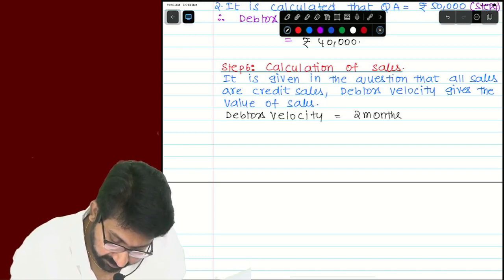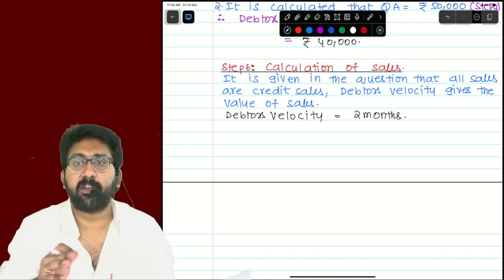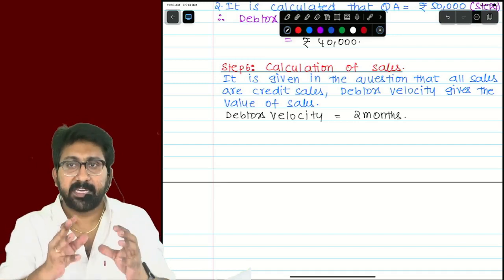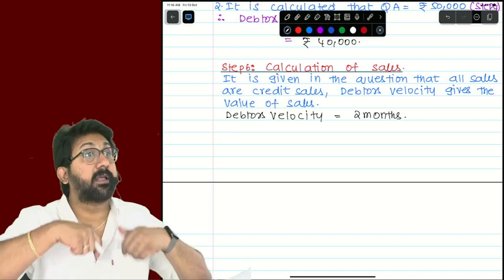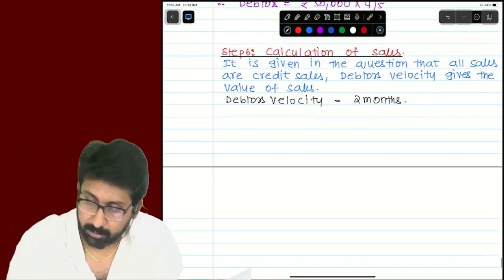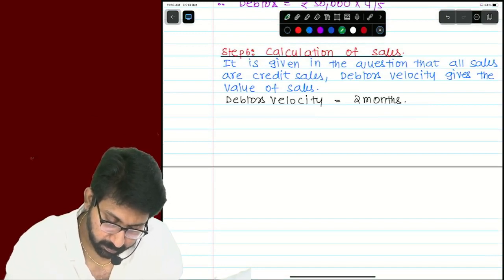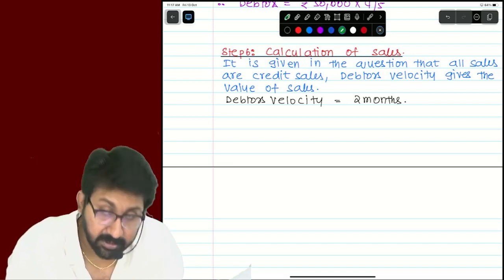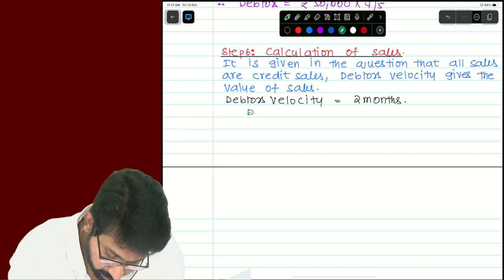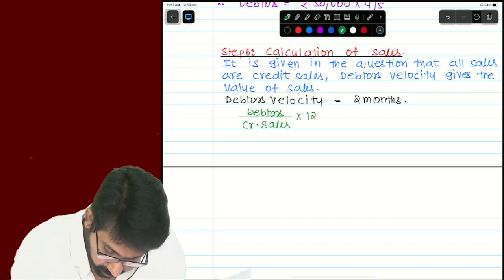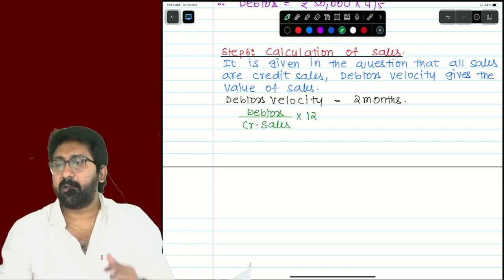Debtors velocity has given us how many months, sir? 2 months. Debtors velocity means what? Can you please explain the meaning of debtors velocity? How many months it is taking to convert the debtors into cash is called debtors velocity. Next. What is the formula here? Please tell me. Debtors velocity formula: debtors divided by credit sales into 12.